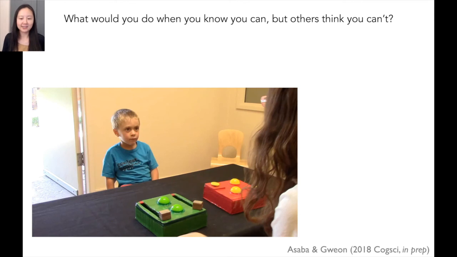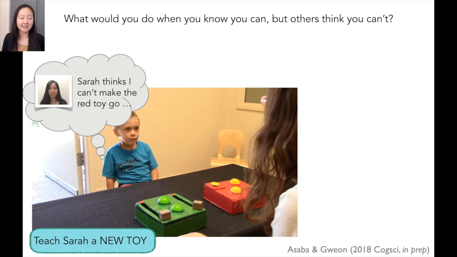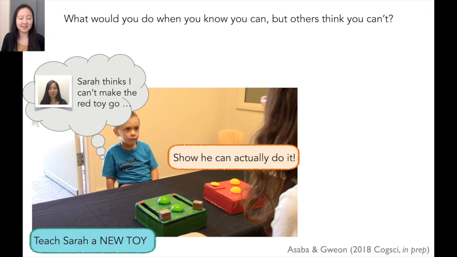Now, the child has a chance to show Sarah one of the two toys, and by showing her the green toy, the child can show Sarah something new that she's never learned, because Sarah doesn't know how this green toy works. However, if a child understands and is capable of reasoning that, hey, Sarah thinks I can't make the red toy go, then they might want to show the red toy, in order to show that they can actually do it, even though Sarah has already seen the toy multiple times.